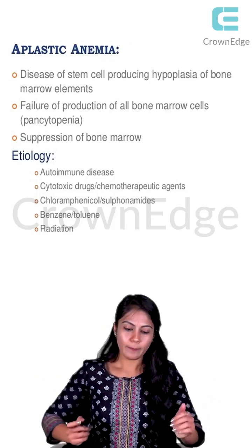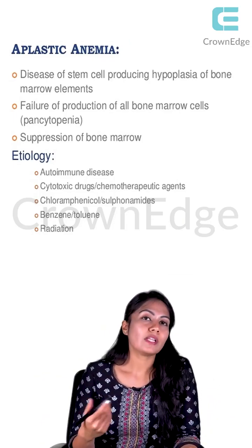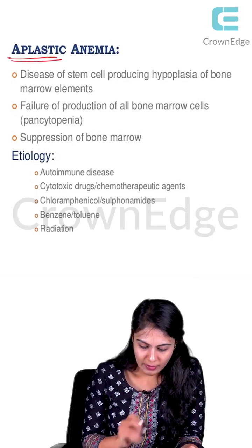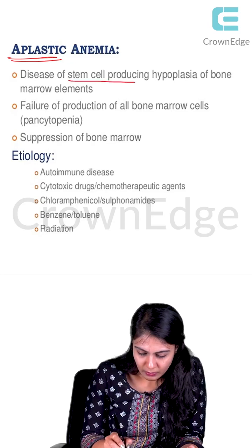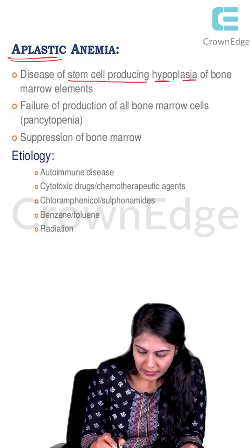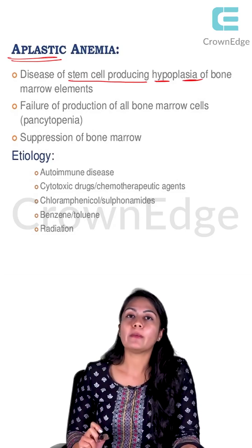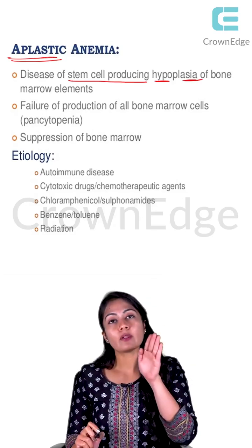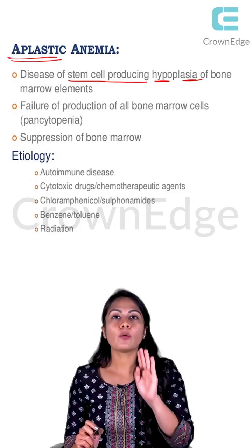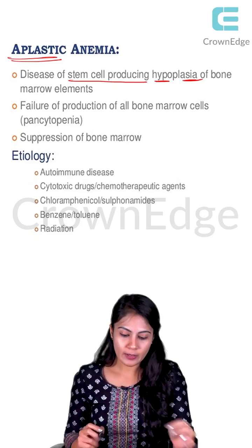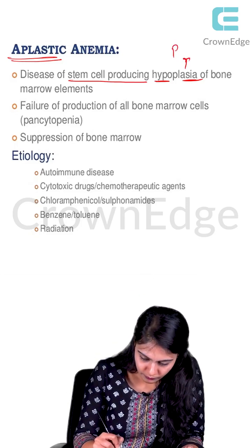Then let's move on to the next one, that is aplastic anemia. This is a disease of stem cells producing hypoplasia of bone marrow elements, not only the RBC but also the WBC and platelets. All the cells are hypoplastic. What do you mean by that? Plasia means production.